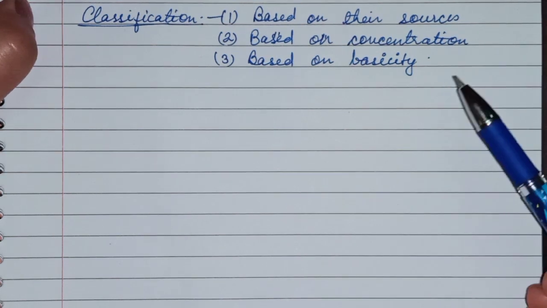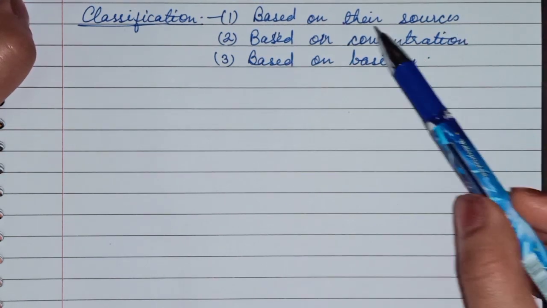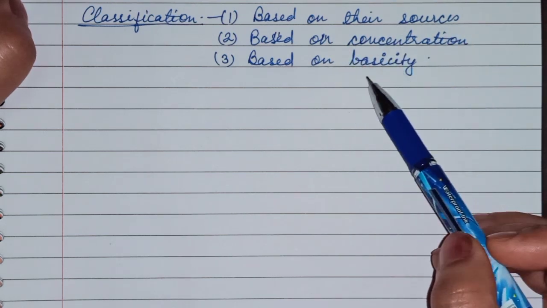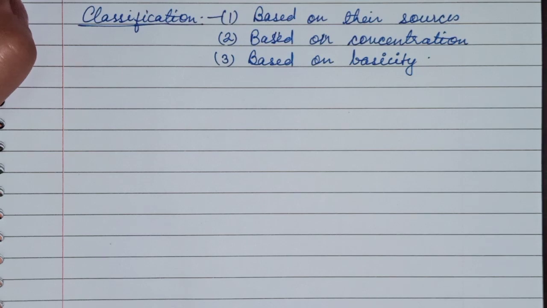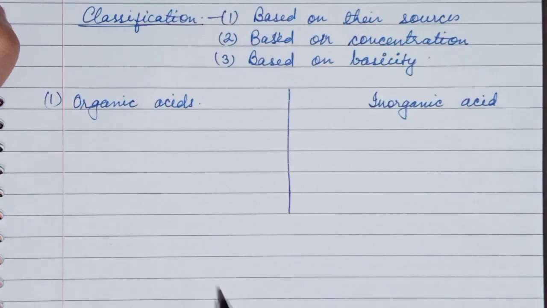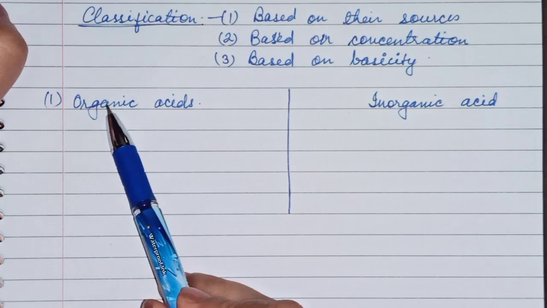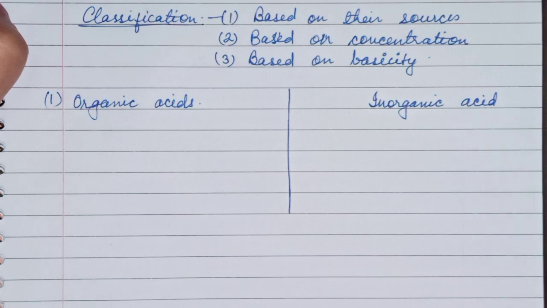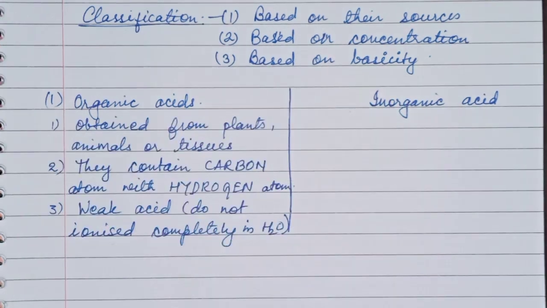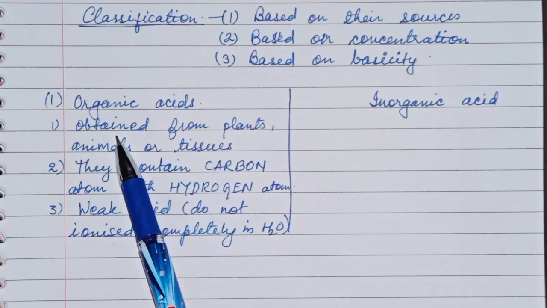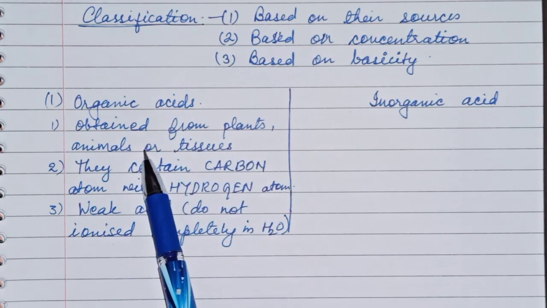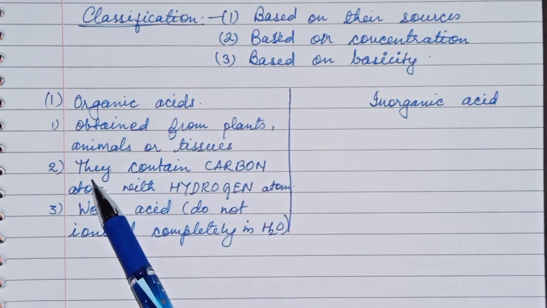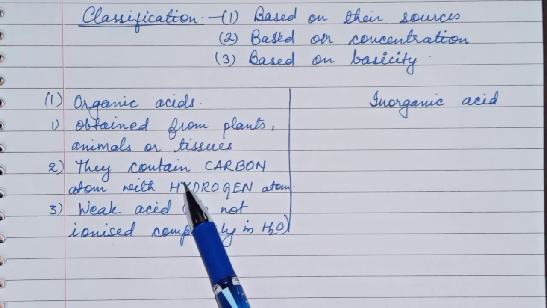Now classification, it is classified on the basis of sources, on their concentration and on basicity. So let's start from their sources. On their sources they are classified as organic acid and inorganic acid. So what are organic acids? Organic acids are obtained from plants, animals or tissue. These are present in some living things. They contain carbon with hydrogen.